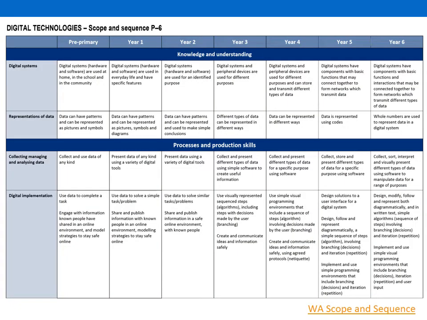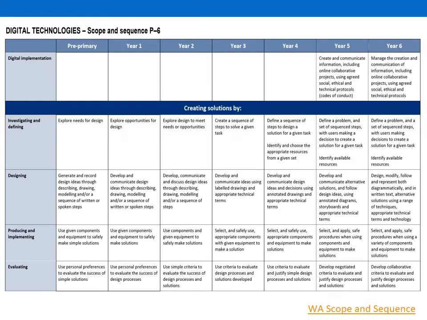They've also made available a scope and sequence document, so you can see at each year group what students need to know about digital systems, what they need to know about representations of data and digital implementation, and so on. And there's a lot on creating solutions. So rather than just learning how to program, students are learning about how to work with others, how to design a solution, how to refine and implement. So there's a lot of soft skills as well around project management, communication, and collaboration.